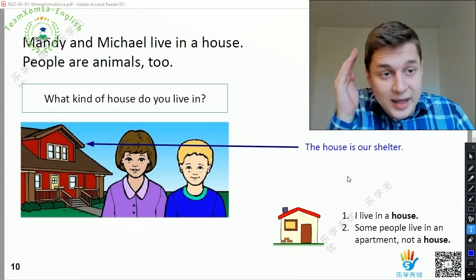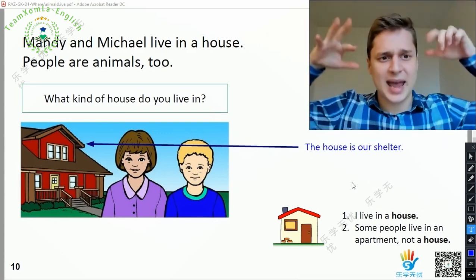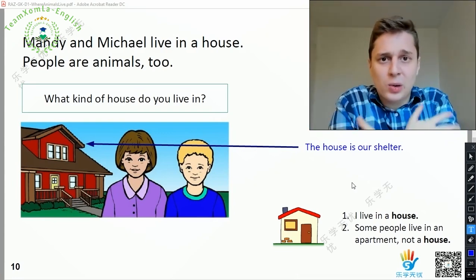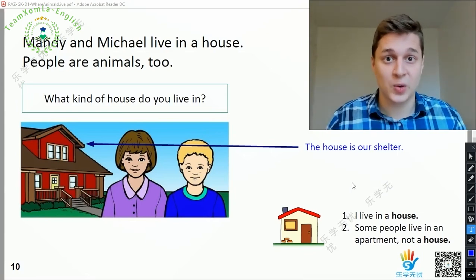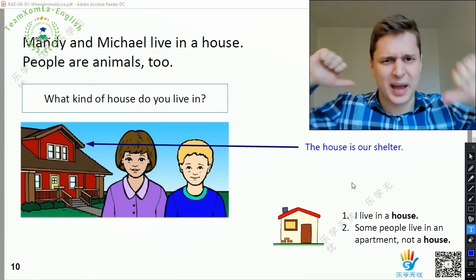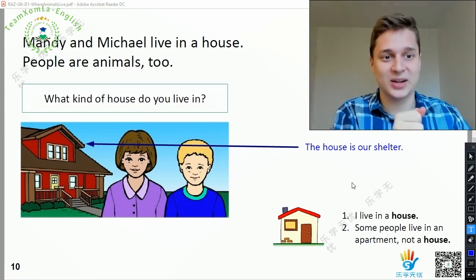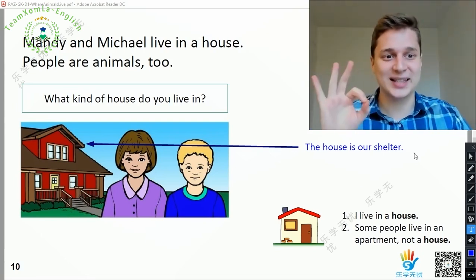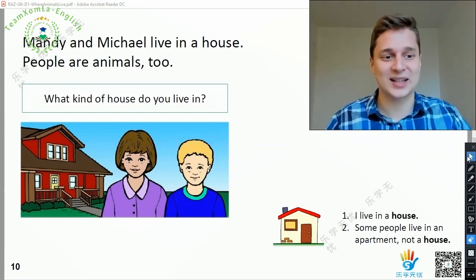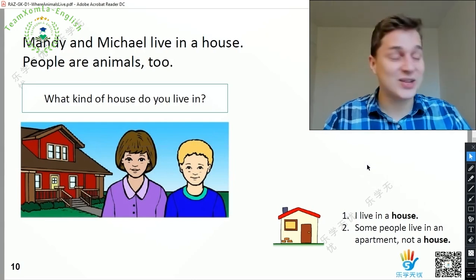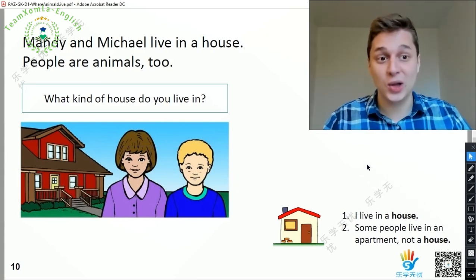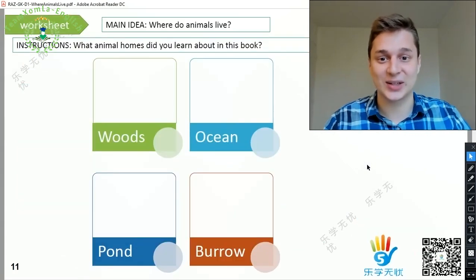It's where we try to stay safe from bad weather, from cold, from rain, from snow, and also from bad guys. When we lock ourselves in our house, we are safe from any danger. So, we, just like other animals, also need to find shelter.